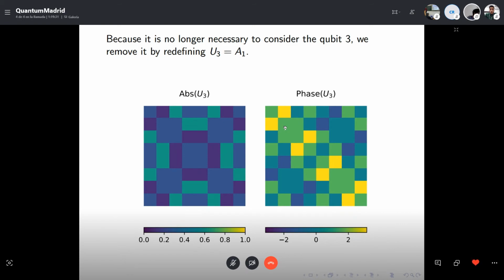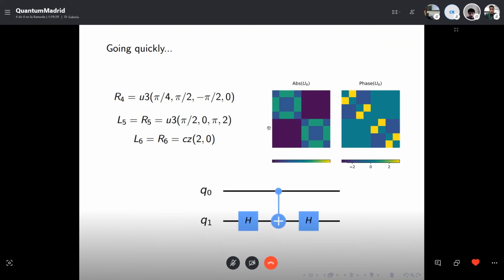So we just repeat the same procedure for the next qubit. In this case, going quickly, choosing these operations, we again fully diagonalize the next qubit, the qubit 2. In this case, we have to use a controlled-C operation. It's different to a control-not operation, but can be applied using a control-not and 2 Hadamards with this circuit. So we can use it in our circuit.